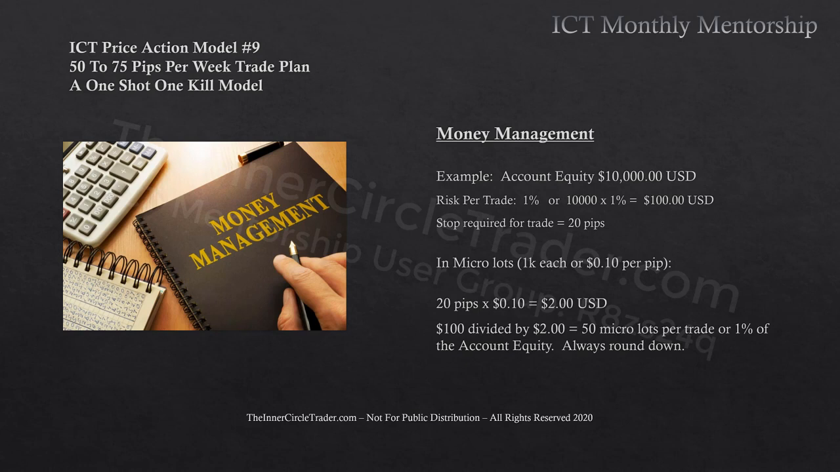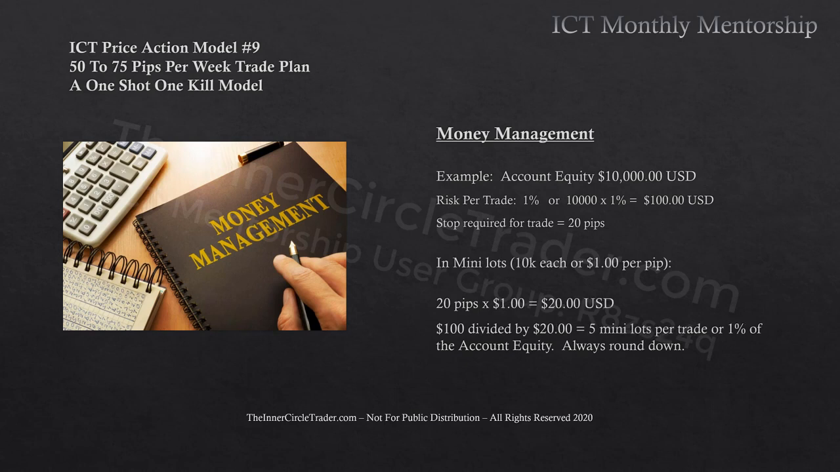In micro lots, or 1K in leverage, each represents 10 cents per pip. So if we're using 20 pips on a stop, 10 cents times 20 pips is $2 per pip. $100 divided by $2 per pip allows us to trade with 50 micro lots per trade, or 1% of the account equity. Always round down.